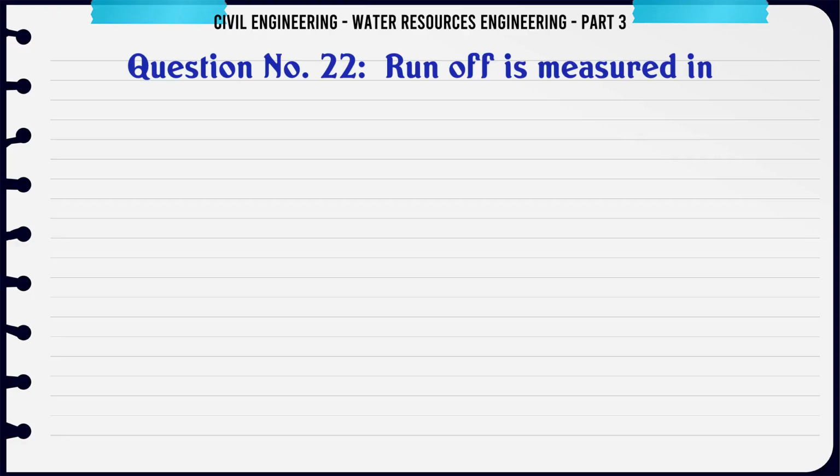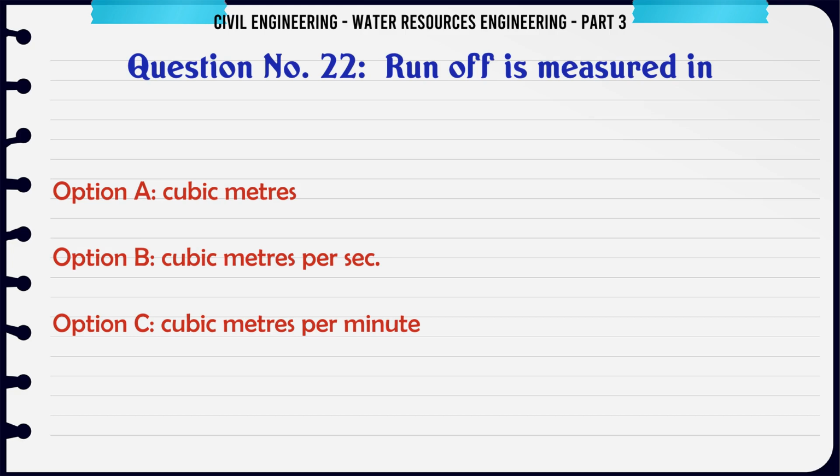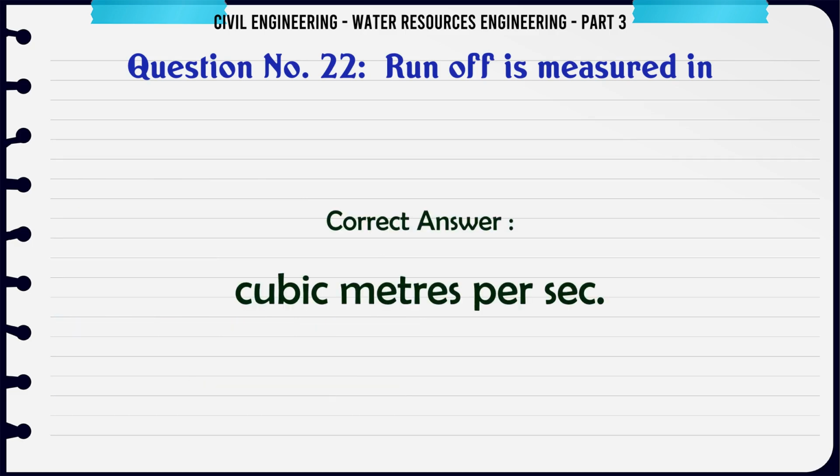Runoff is measured in A. Cubic meters. B. Cubic meters per sec. C. Cubic meters per minute. D. Cubic meters per hour. The correct answer is cubic meters per second.